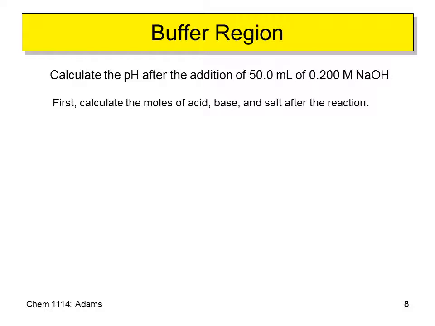Part B of question 1 asks to calculate the pH after the addition of 50 milliliters of 0.200 molar sodium hydroxide. So using the first step of the procedure, we're going to calculate the moles of the acid, base, and salt after the reaction. We're going to use the acid-base reaction equation. Again, you can use HA in place of ascorbic acid, since this is a monoprotic acid.